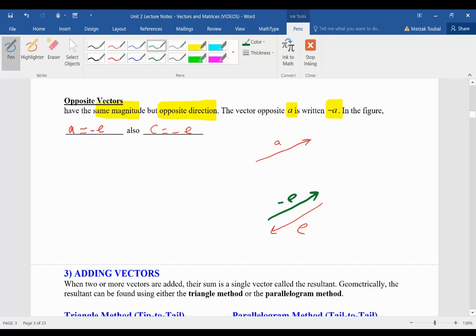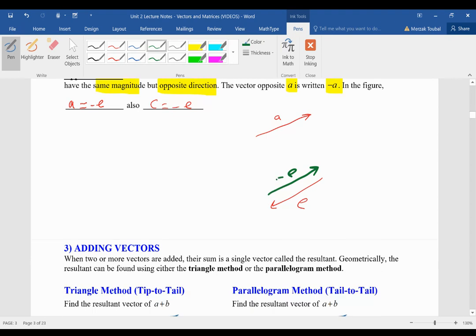To turn them into equivalent vectors, the only way to do that is to multiply one of them by a negative. We could have done E equals negative A, that's fine. And E equals negative C, that's fine. Either way is correct.